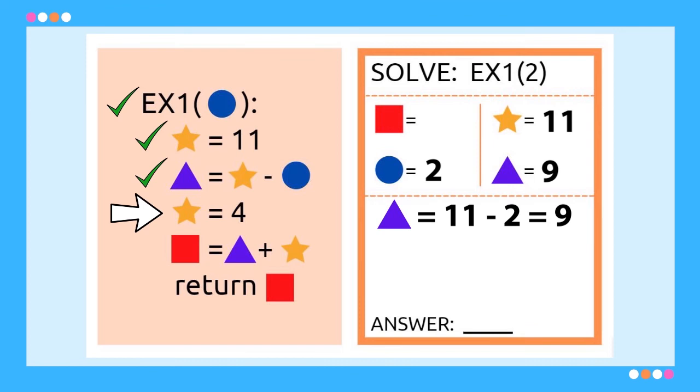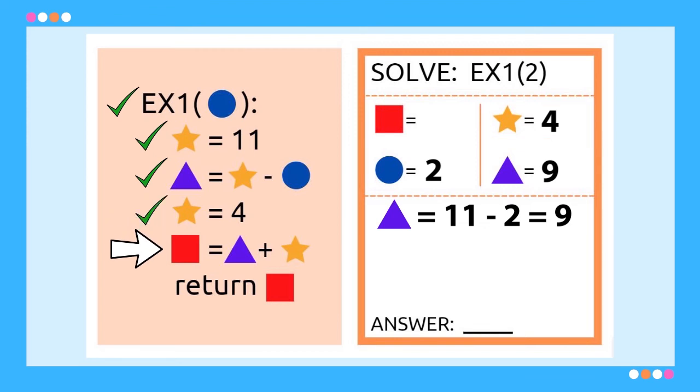Next, we have that the star equals 4. But look at that, we already wrote that the star equals 11. Well, remember how I said that these shape variables are storage bins that just hold a certain value? If a variable gets set to a new number, it simply replaces the old number in that bin. So I can just cross out 11 and write that the star equals 4 now.